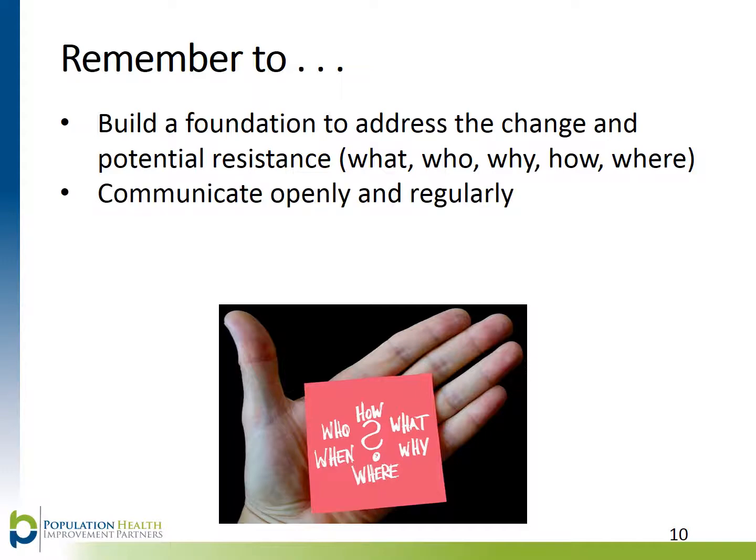Communicate openly and regularly. Employees will need ongoing communication about the change. They may need to hear the answers to these questions on multiple occasions and will need time to absorb and ponder the change. Ask additional questions and provide feedback and ideas. Get them involved.